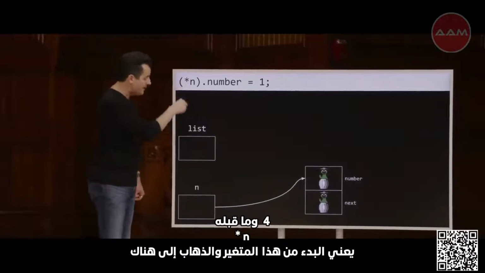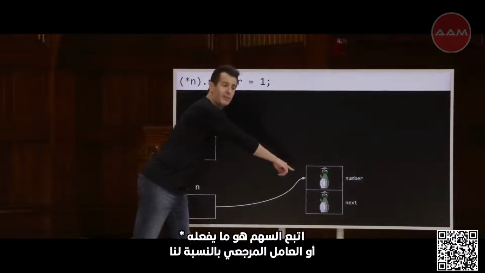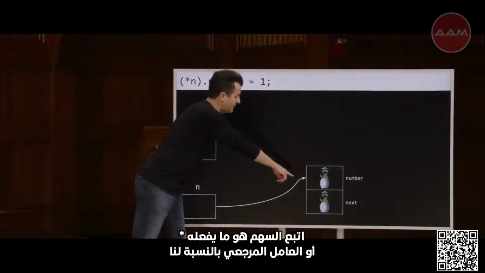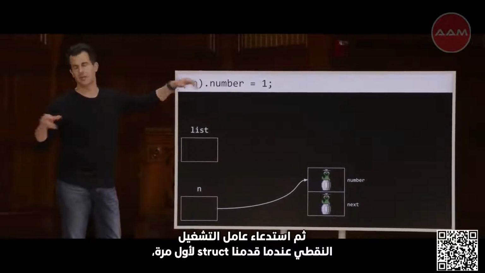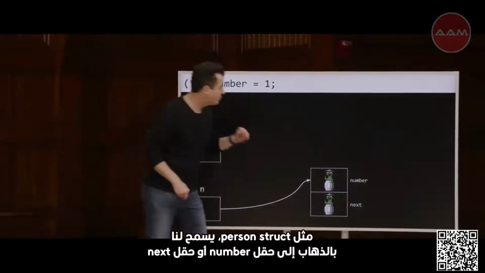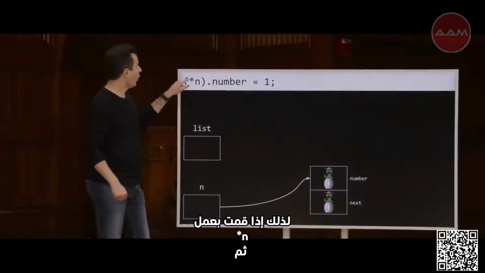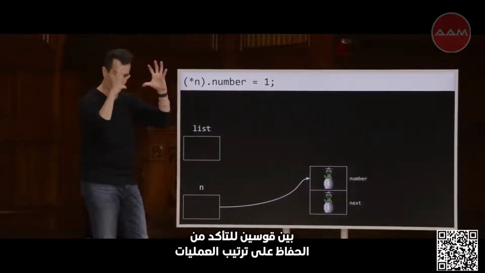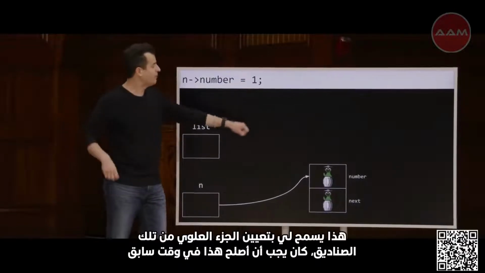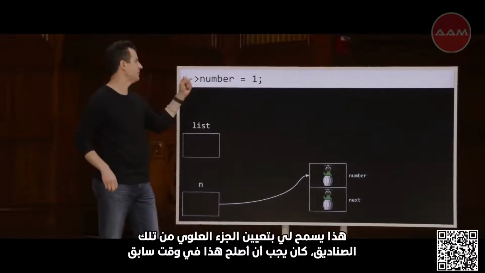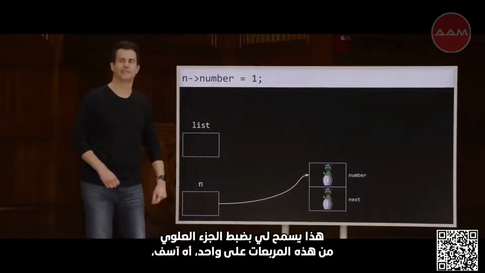Star n means to start at this variable and go there. Follow the arrow is what the star, or the dereference operator, does for us. And then the dot operator, recall, when we first introduced structs, like for a person struct, allows us to go at the number field or the next field. So if I do star n, and then in parentheses to make sure order of operations is preserved, dot number, that allows me to set the top of these boxes to 1.